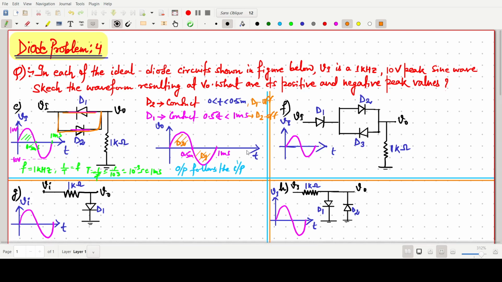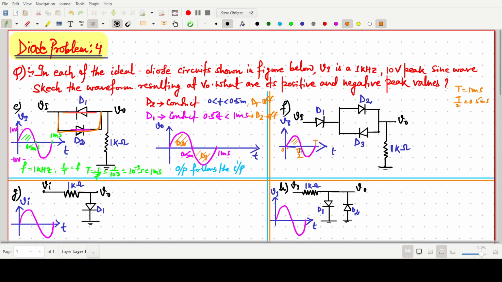So in the next problem, this one is the problem. Once again, for the first half this D1 will conduct, for this half, say 0 to T by 2. For T I am writing 1 millisecond and T by 2 is simply 0.5.